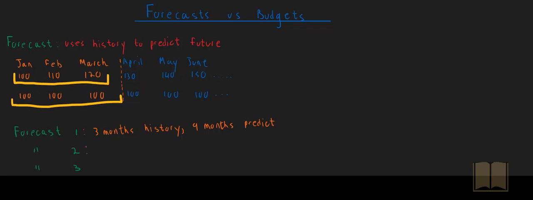Forecast 2, which is prepared after 6 months of the year, will therefore contain 6 months worth of historical results and 6 months predicted results. The last forecast for the year, which is prepared 9 months after the year has begun, will therefore contain 9 months of actual historical results and only 3 months worth of predicted results. This is the gist behind forecasting.